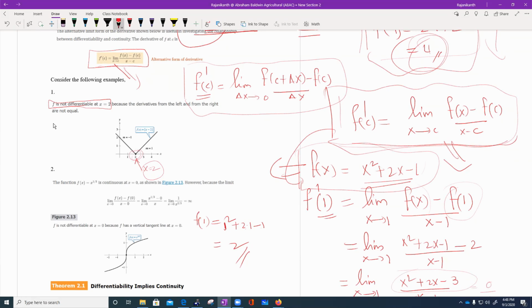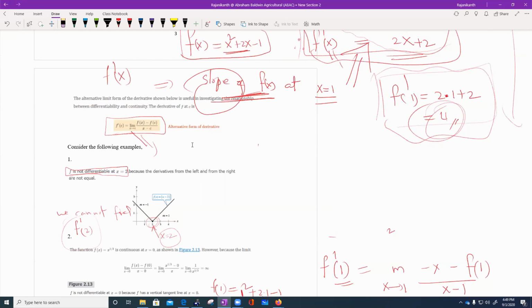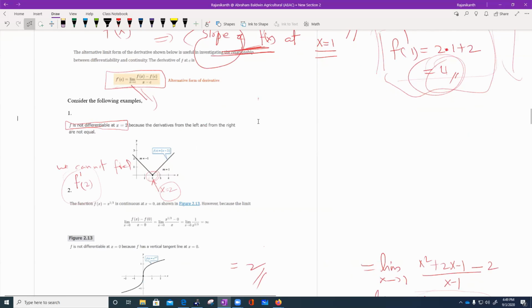Because we cannot find f prime at 2, right? Why can't we find f prime 2? Because if you try to use the definition, so let me clear that. Okay, why can't we find f prime of 2? Any suggestion? If you want to find f prime 2, how do you find it?